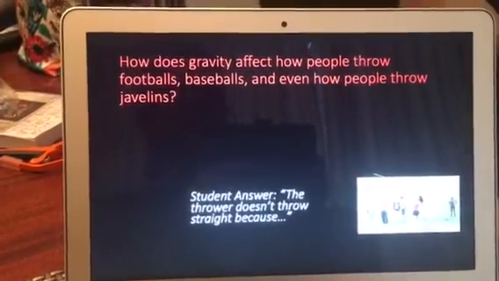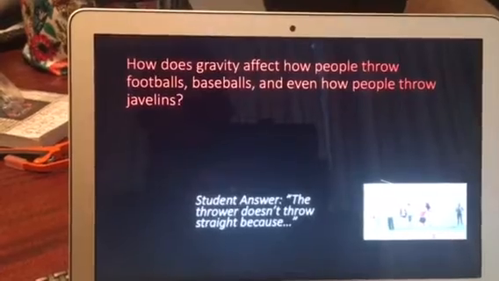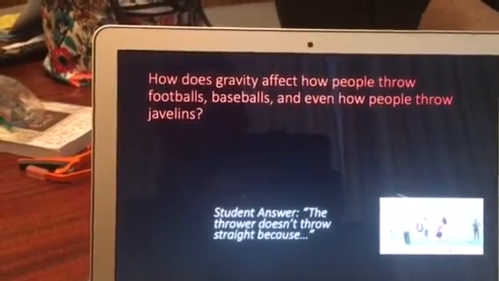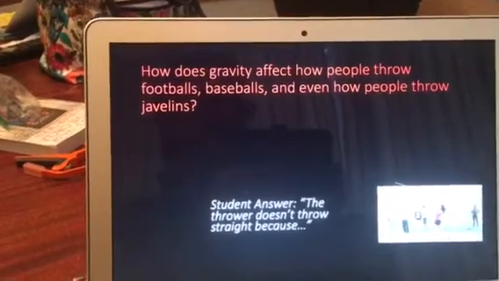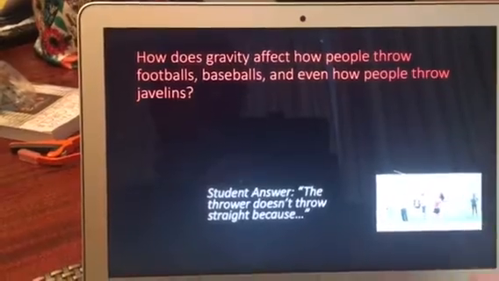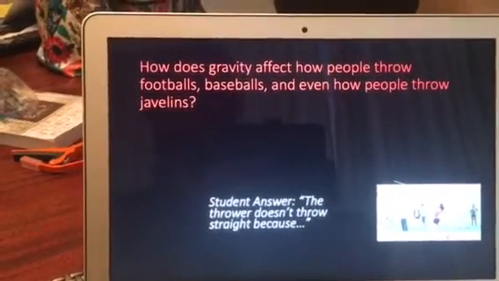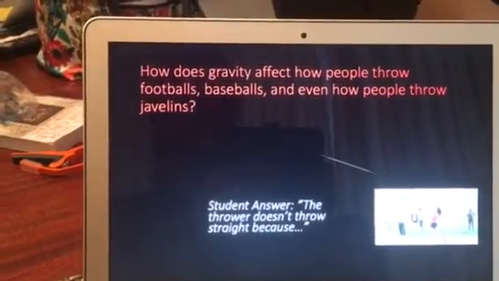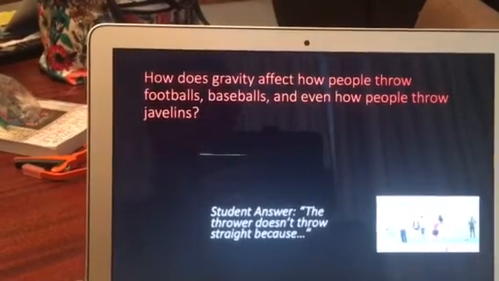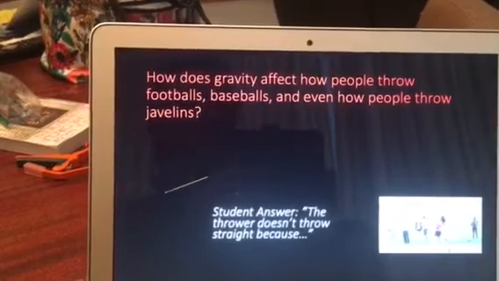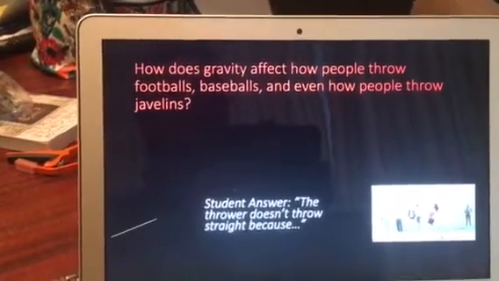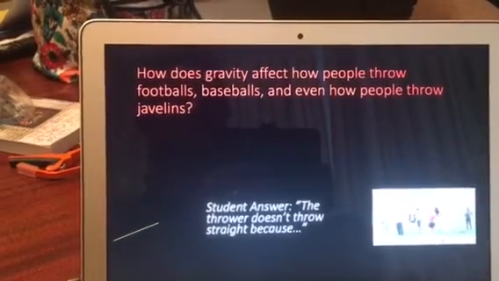post. Okay, how does gravity affect how people throw footballs, baseballs, and even javelins? If you notice the picture of the girl, she is pointing her javelin upwards because she wants to get the greatest distance. So I did a pretty rough animation because it goes in an arc, since you want to take advantage of the gravity to get the greatest distance. So gravity affects the javelin.